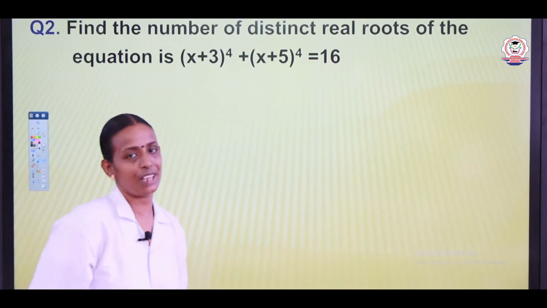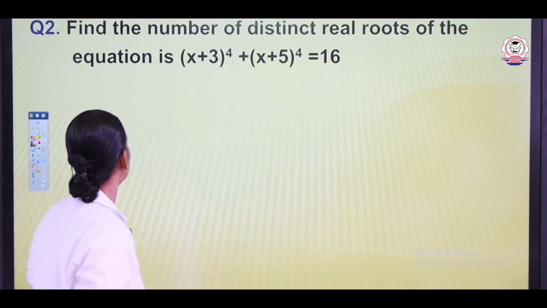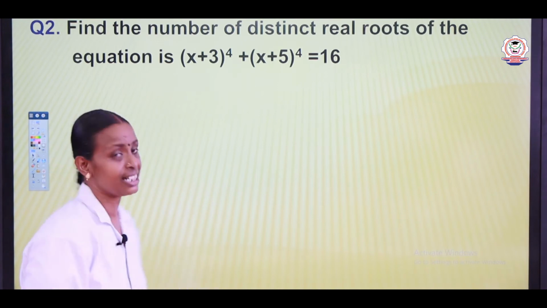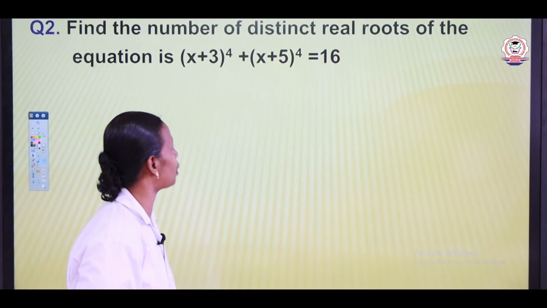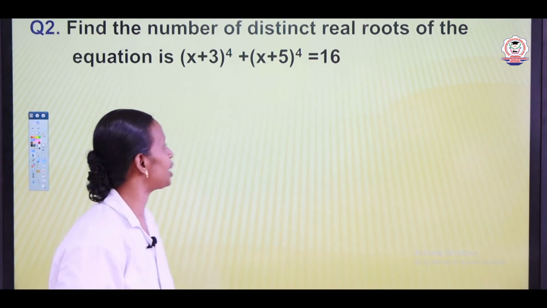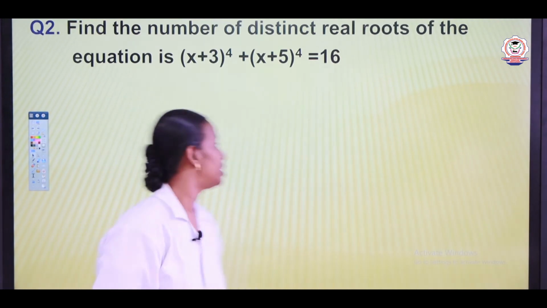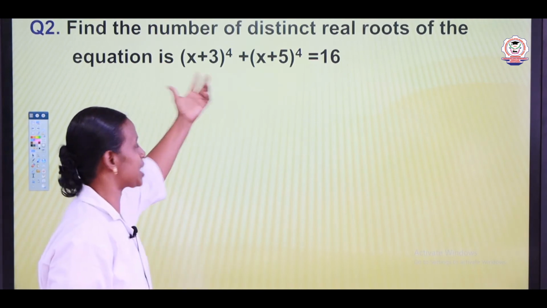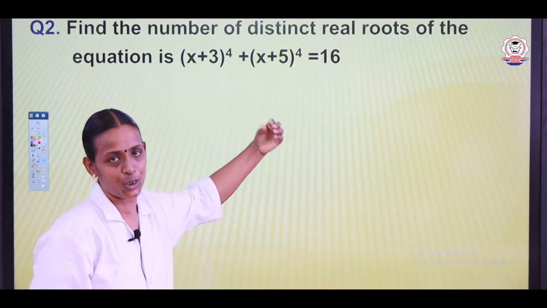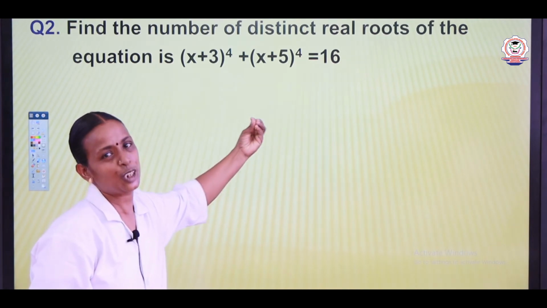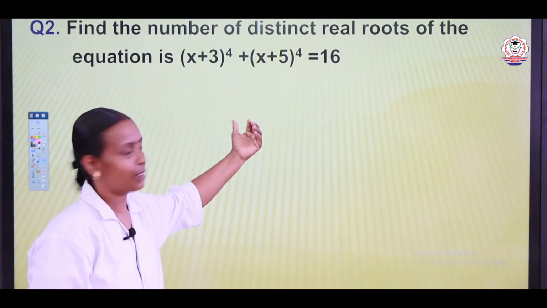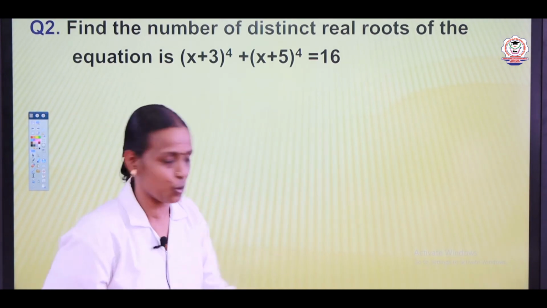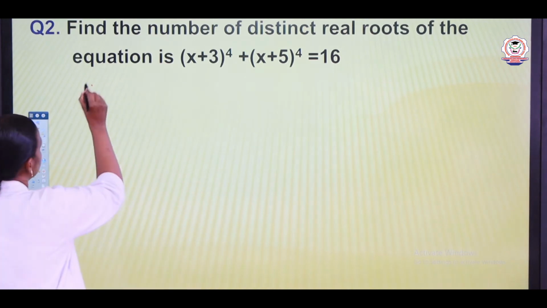Now we are going to the second problem. Find the number of distinct real roots of the equation x plus 3 the whole to the power of 4 plus x plus 5 the whole to the power of 4 equal to 16. How to find the solution for this one? As usual, we could expand this one, but it is difficult to find the solution that way, so we have to use a technique. What is the technique? We have to use substitution. Now listen.